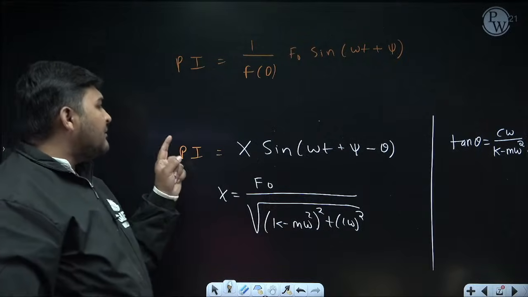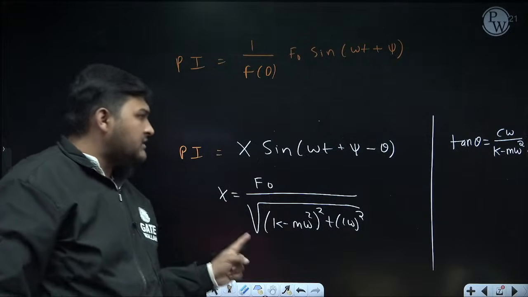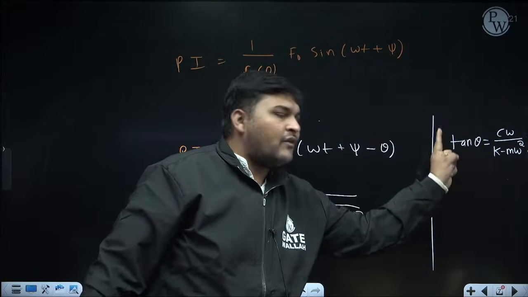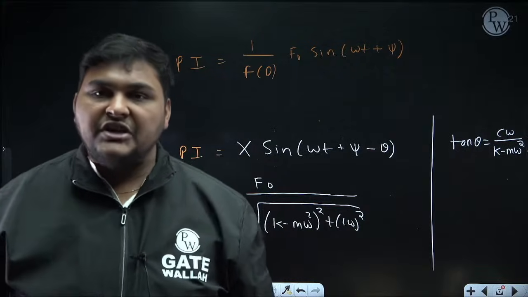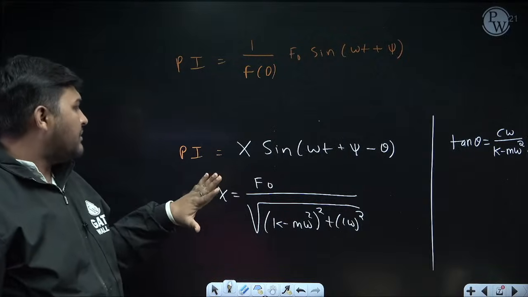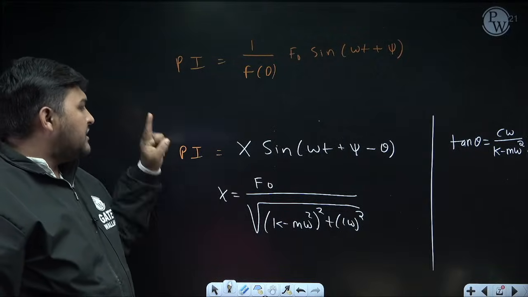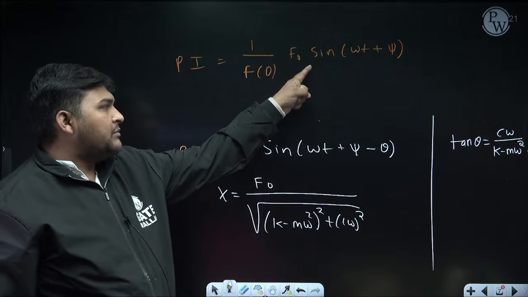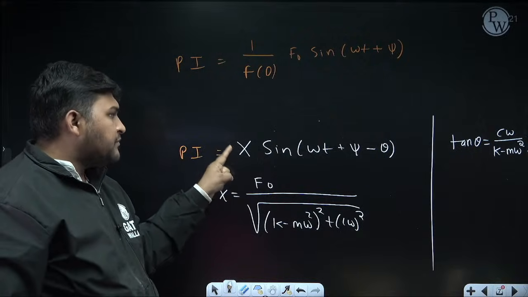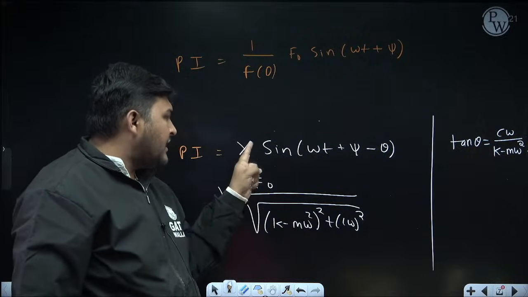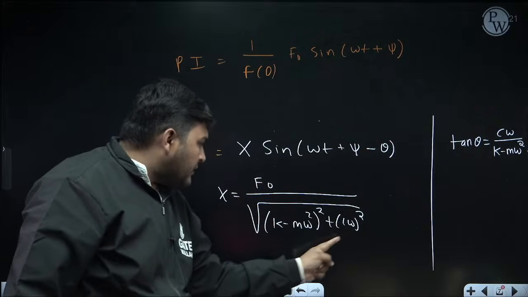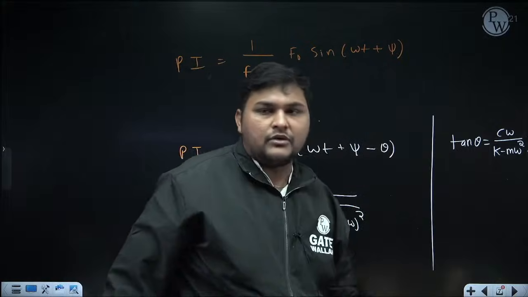If I ask what is the amplitude of pi, that is capital X, whose formula is this. What is the phase difference between this force and pi? Theta. And this is the formula to calculate theta: tan theta equals c omega upon k minus m omega square. This you have to remember. In forced vibration, pi will be simple harmonic if the force is simple harmonic with the same frequency. The only difference is its amplitude is capital X and the phase difference is theta. So capital X sine omega t plus psi minus theta is coming, where this is the formula to calculate capital X and this is the formula to calculate theta.